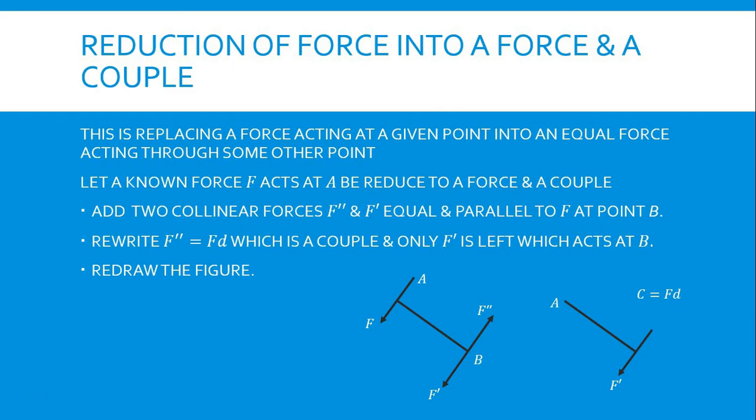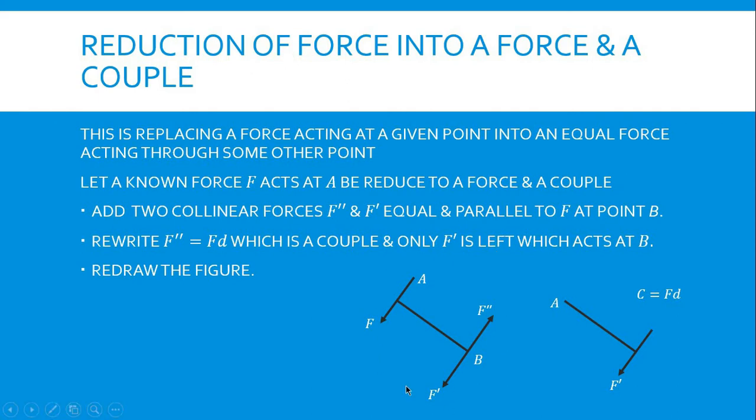The reduction of force into a force and couple. So this is replacing a force acting at a given point with an equal force acting through some other point. Let a known force F acting at A be reduced to a force and a couple. So the first thing you must consider in reduction of force would be adding the two collinear forces F double prime and F prime, which are equal and parallel to force F, at point B.